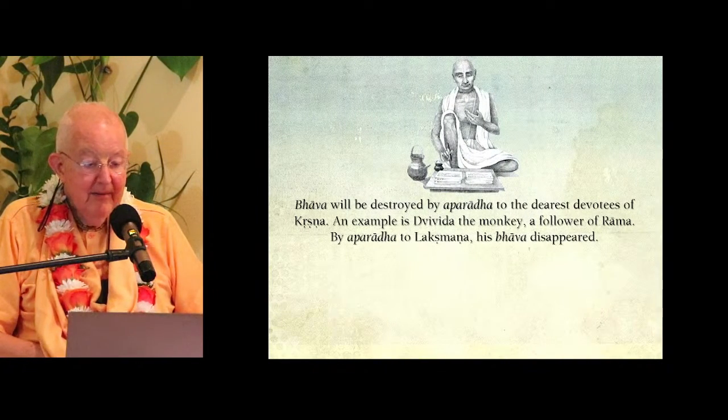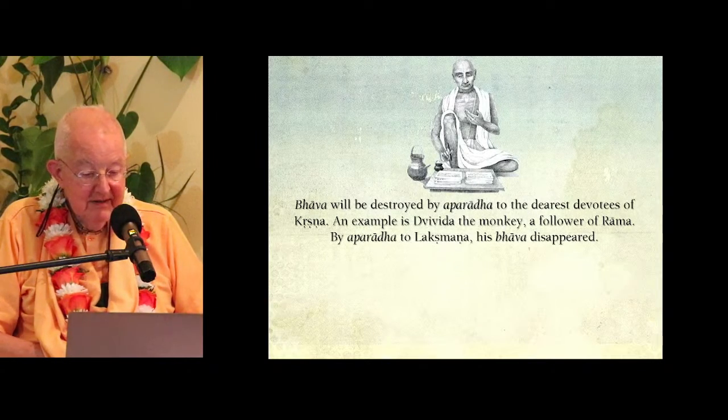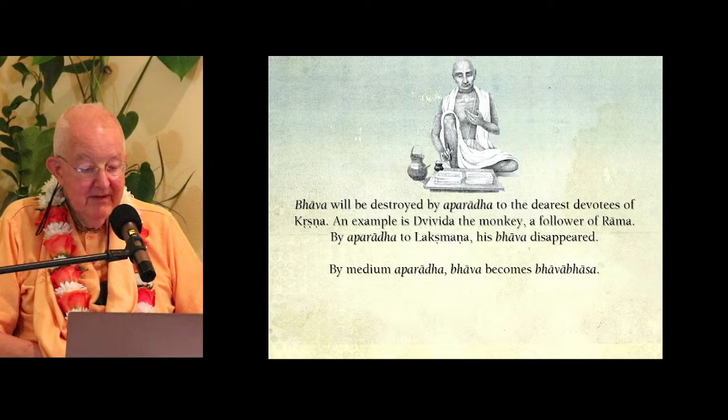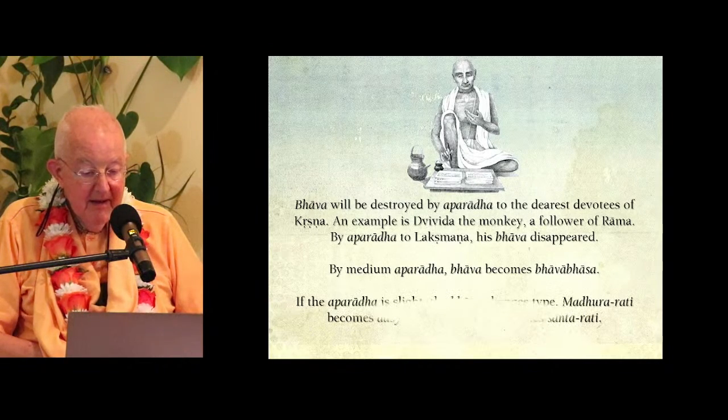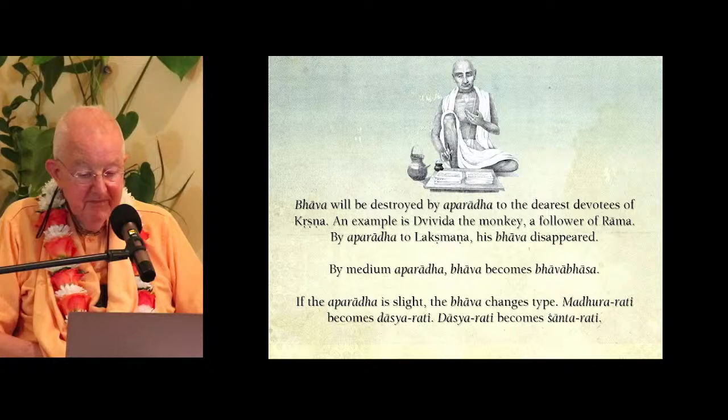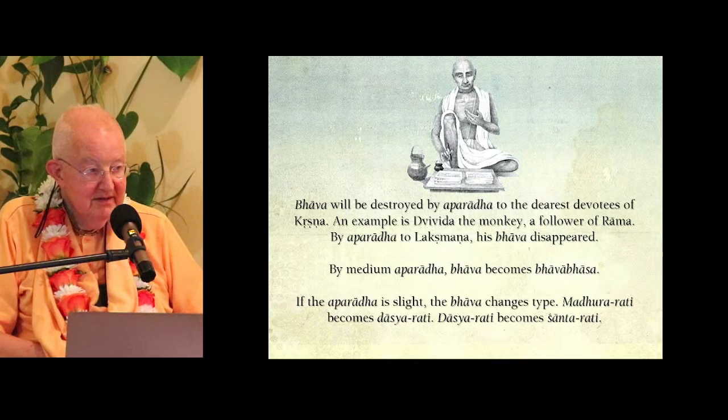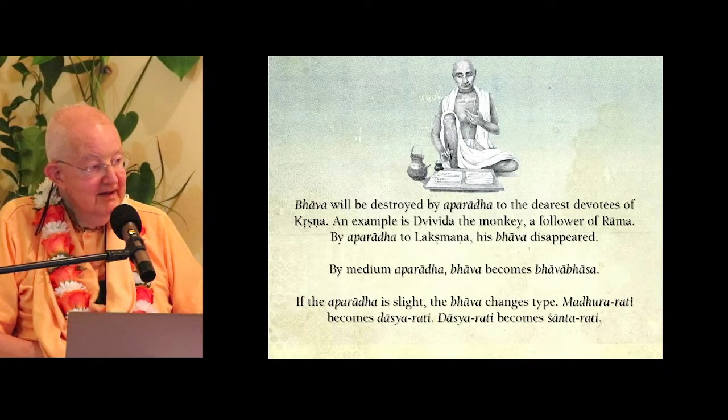And he goes on, bhava will be destroyed by aparad to the dearest devotees of Krishna. An example is Dvivida, the monkey, a follower of Ram. By aparad to Lakshman, his bhava disappeared. Poof. By medium aparad, bhava becomes bhavabhas. If the aparad is slight, the bhava changes type. Madhura rati becomes dasya rati. Dasya becomes shanta rati. Clear? Don't mess with Lakshman.